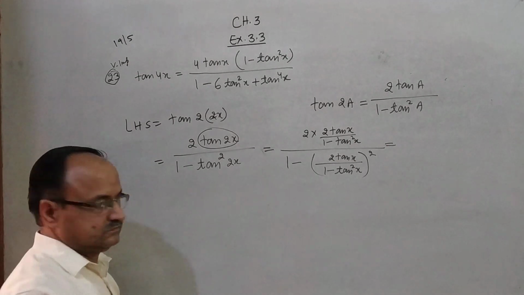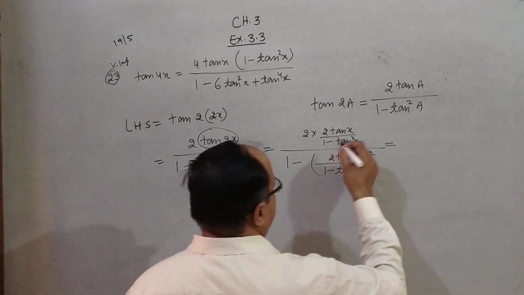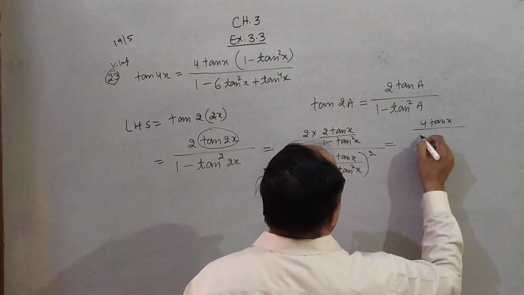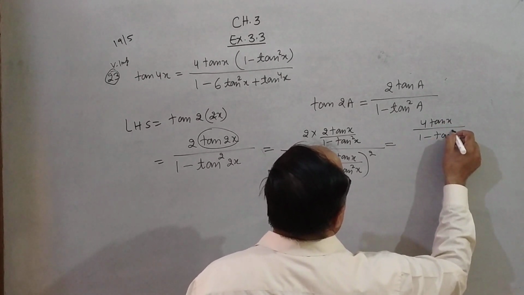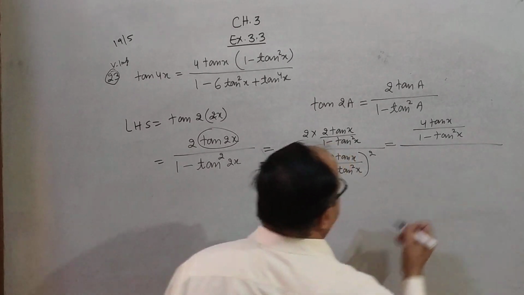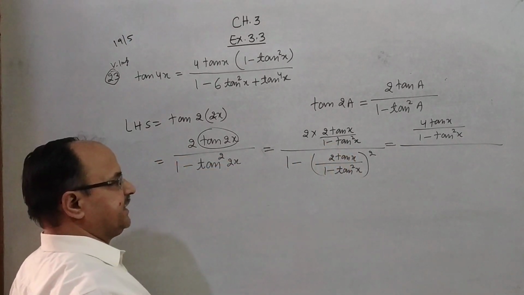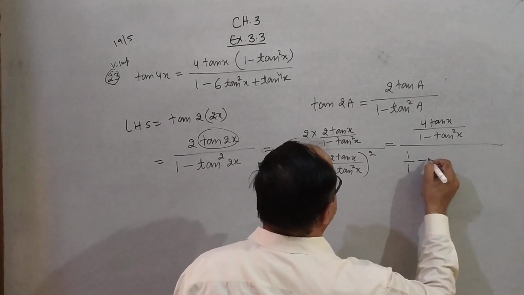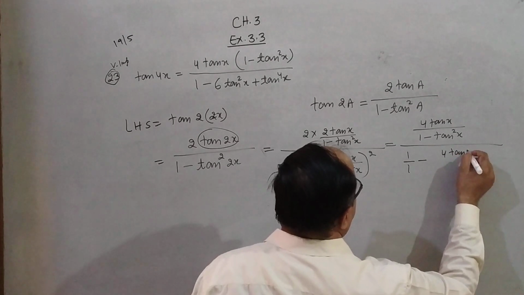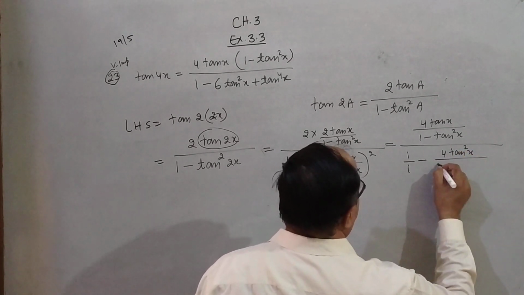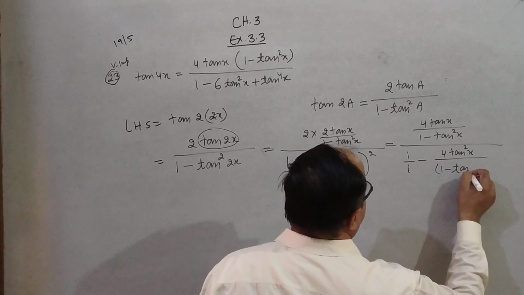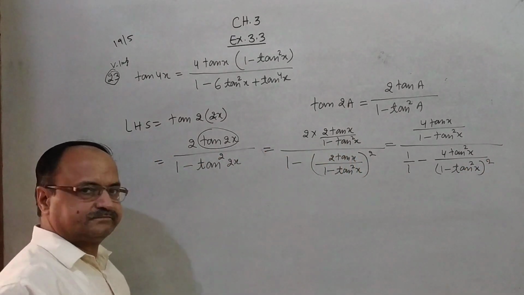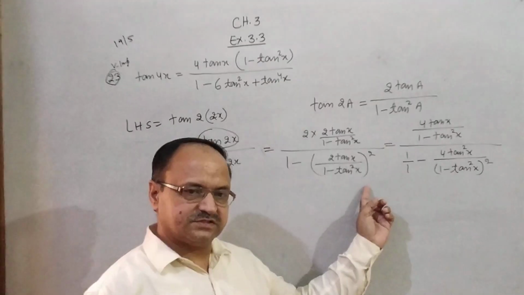Simple calculation. Now simplify. 2 into 2 is 4, 4 tan x upon 1 minus tan square x. Here in the denominator you can write like this: 1 minus 4 tan square x upon (1 minus tan square x) whole square. Correct? This is the main step.